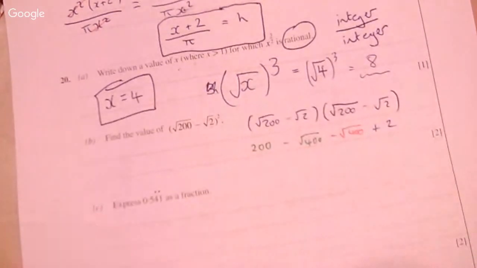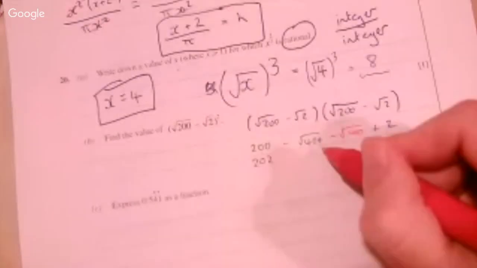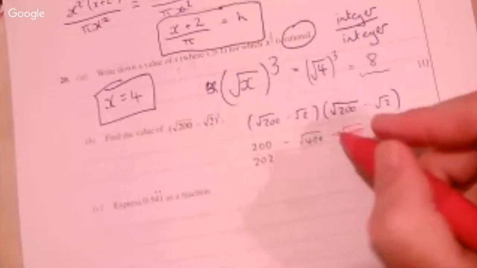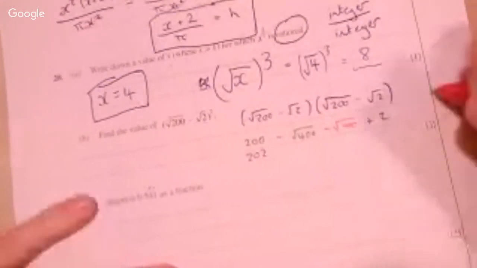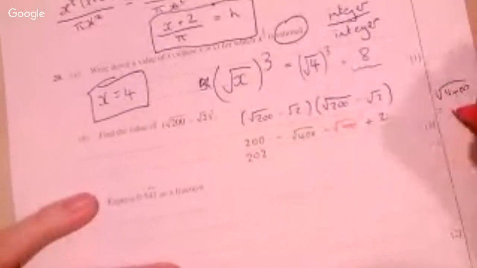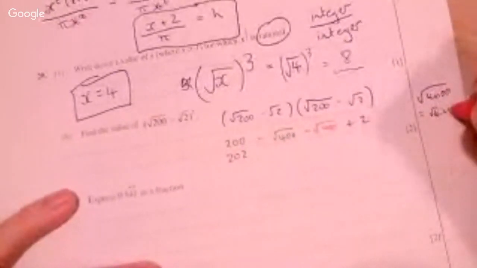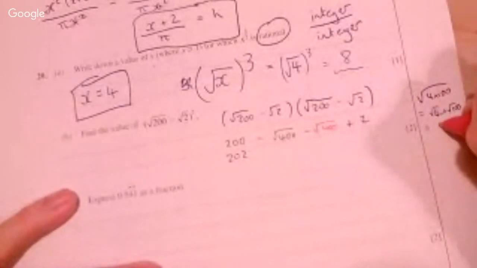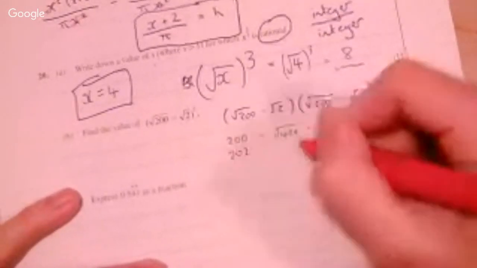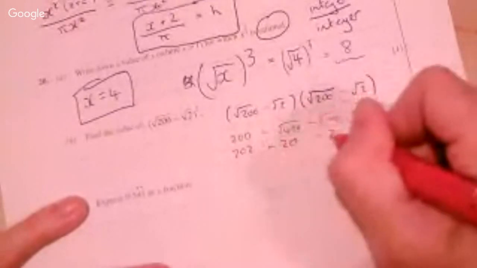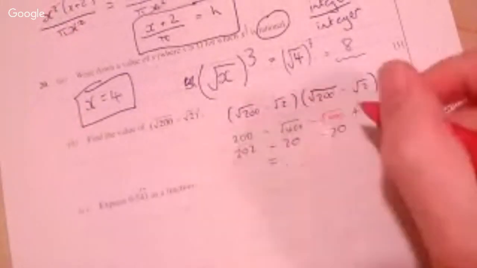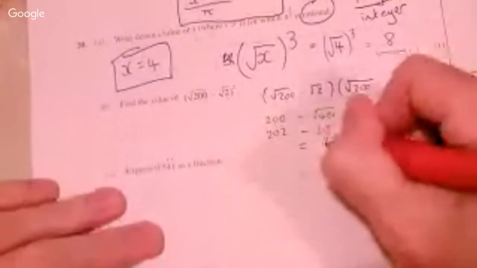Okay, from there we know that's going to be 202, but this root 400 we might slip up on. Can you spot a square number that goes into 4 times 100? So that's going to be like the square root of 4 times by the square root of 100, which is actually 2 times 10, which is 20. Okay, if you didn't know it, just take away 20, take away another 20. So then 202, take away 20, take away another 20 would be, well, what's 200 take away 20? It'd be 160, 162. Okay, so 162.